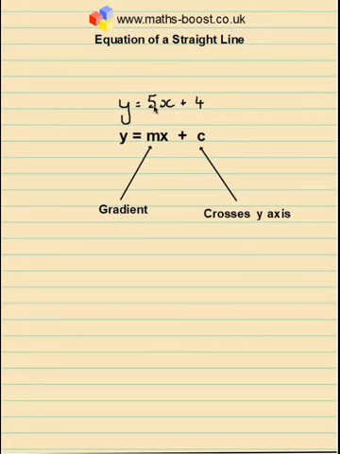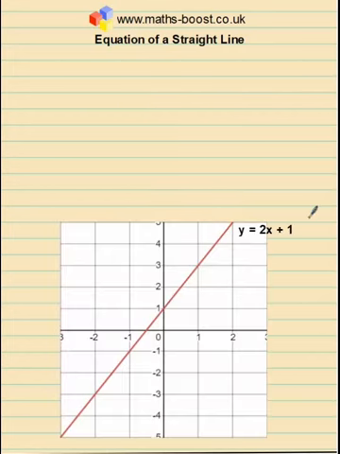The number in front of x is 5, so the gradient is 5. The number on the end, c, is plus 4, and so this line crosses the y-axis at plus 4. Here's an example of a straight line graph with its associated equation. This is in the correct form, y equals mx plus c. So m, the number in front of the x, represents the gradient, and here it's plus 2, so we can see it's climbing. The number on the end is plus 1, and we know this is where it crosses the y-axis, and here we can see, as we expect, it crosses at plus 1.